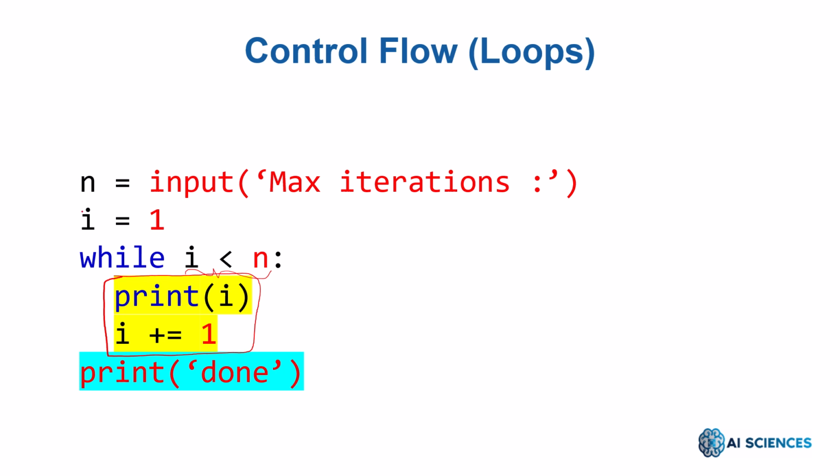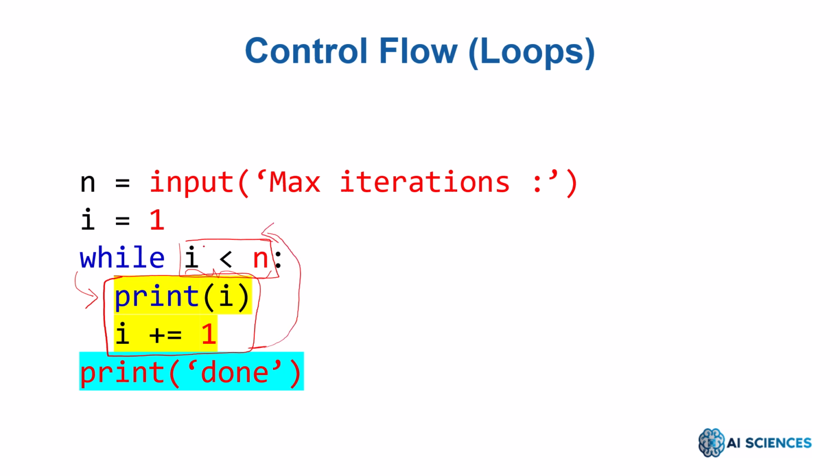For example, n is some input, and i is 1. As long as this condition is true, you will dive into the body of the loop. Whenever you are in the body of the loop, consider you are in a plain instruction world. Once you are in the body, you print i, whatever i is, and you increment i by 1. Once you have executed the last instruction of the loop body, you go and check the condition again.